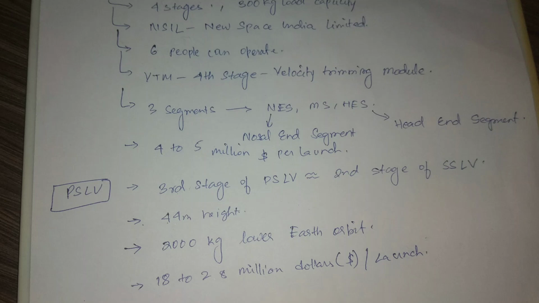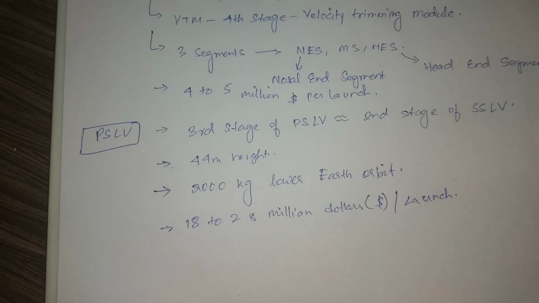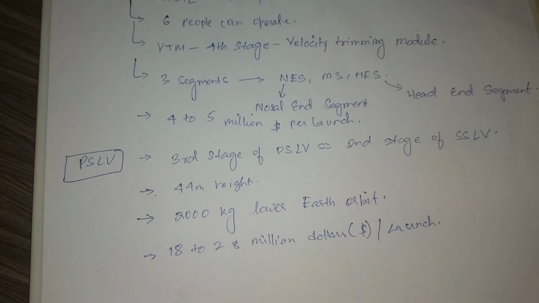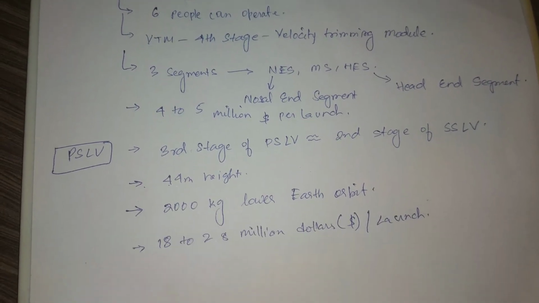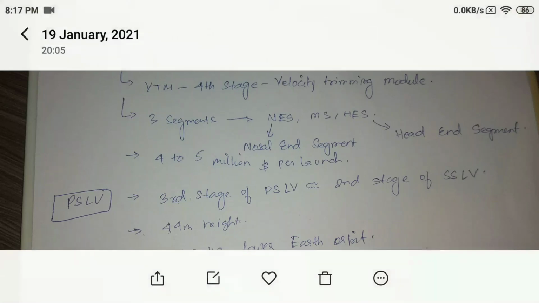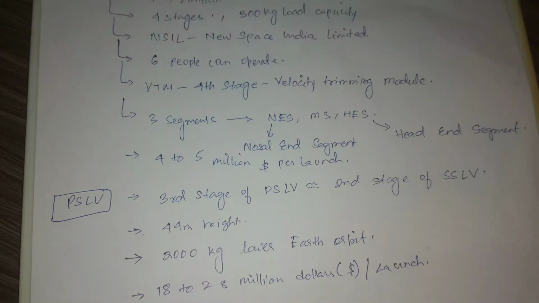$4 to $5 million per launch. So the third stage of PSLV is equivalent to the second stage of SSLV. PSLV is 44 meters tall, and it has 2000 kg carrying capacity, and it can operate in lower earth orbit. And 18 to 28 million dollars per launch, PSLV. And SSLV requires 4 to 5 million dollar per launch. So SSLV is a bit cheaper, even though it is simple and indigenous. So that's all for today.